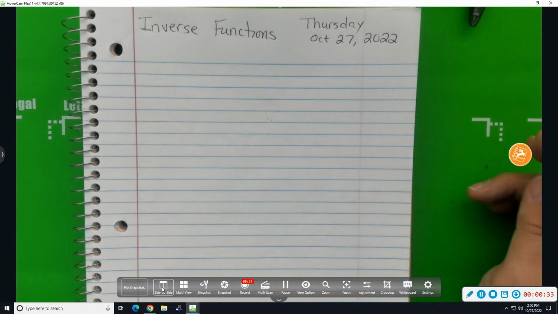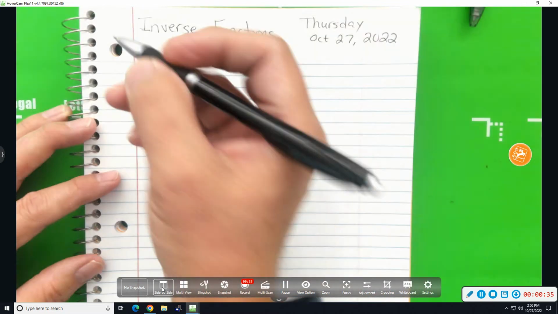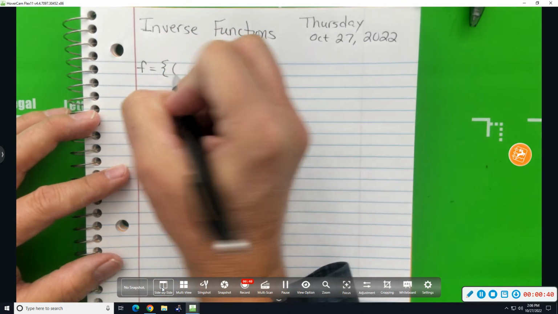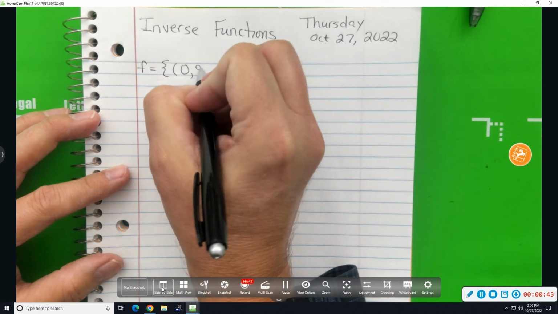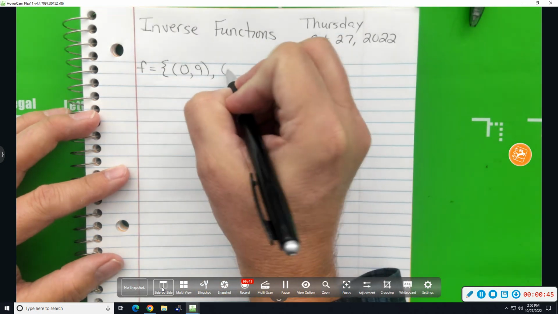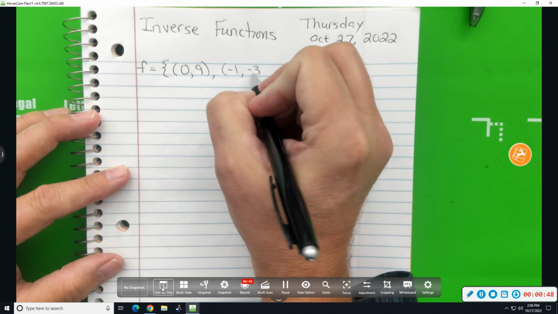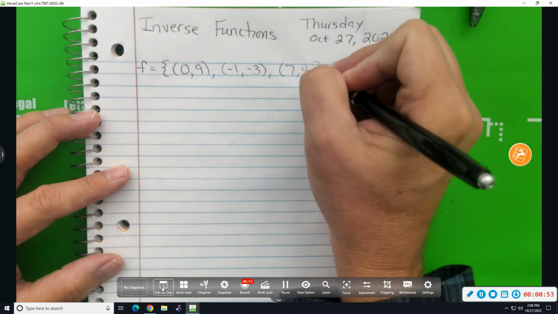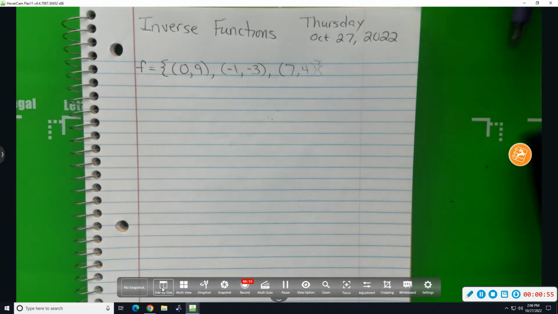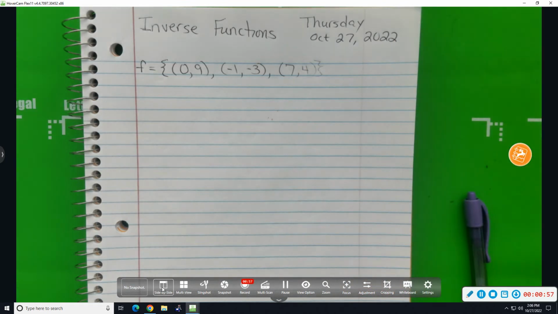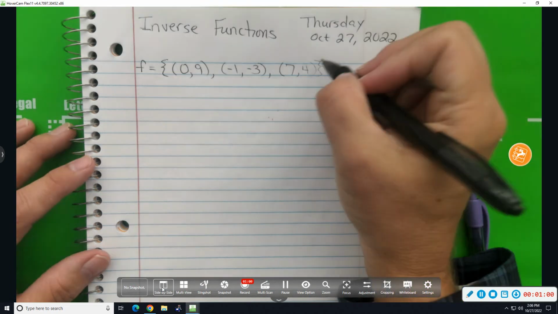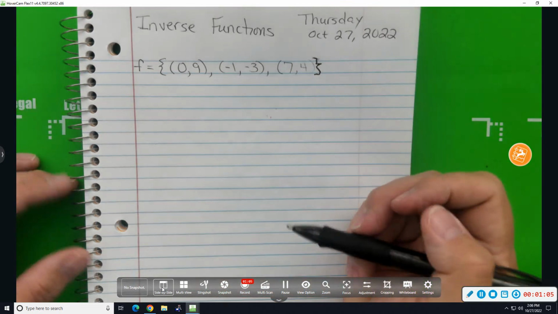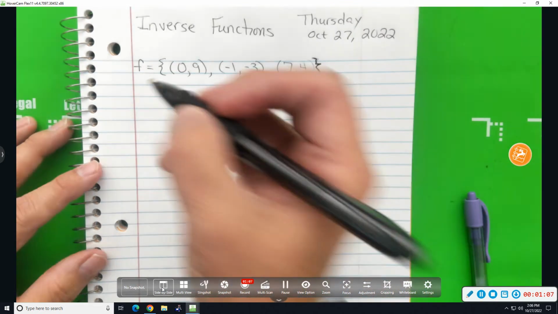Let's consider a couple of functions. I'll call this function f. And let's say it has the ordered pairs (0, 9), (-1, -3), and (7, 4). That's an example of a function. Notice a function can't have repeated x values. Notice every one of these x values is unique: 0, -1, and 7.